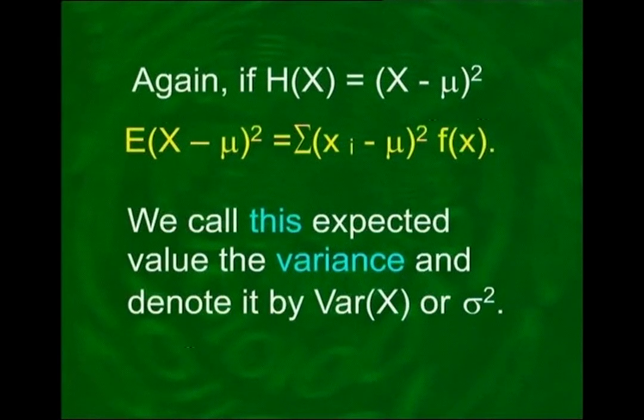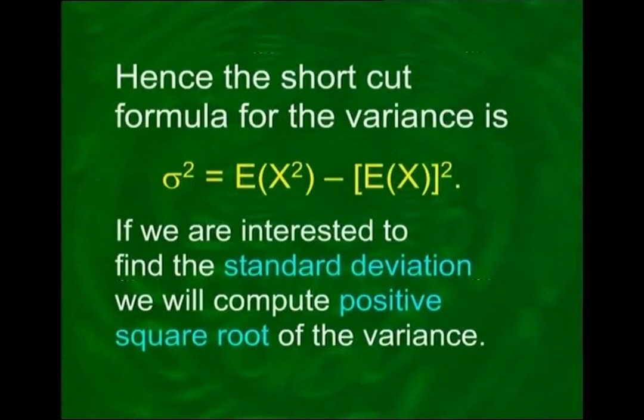Also, if h of x is equal to x minus mu whole square, then E of x minus mu whole square is equal to sigma x minus mu whole square into f of x. This particular expected value is called the variance, and it is denoted by sigma square as indicated in the last lecture. The shortcut formula for the variance as indicated before is E of x square minus E of x whole square. And if we are interested in computing the standard deviation, we will find the positive square root of the variance.